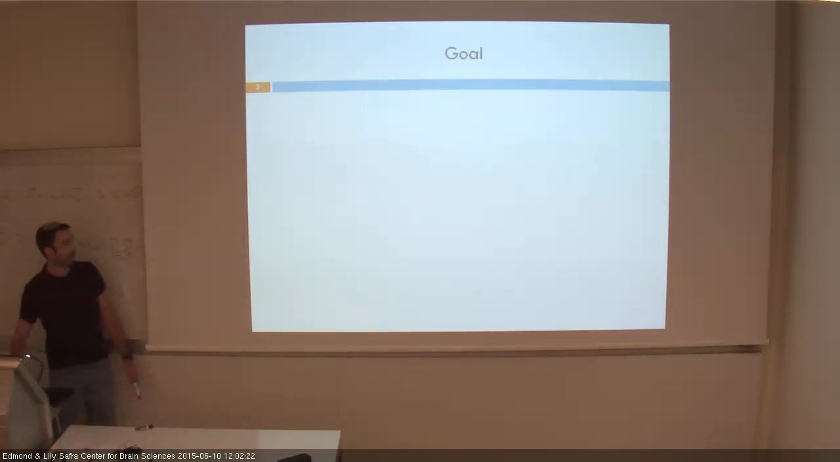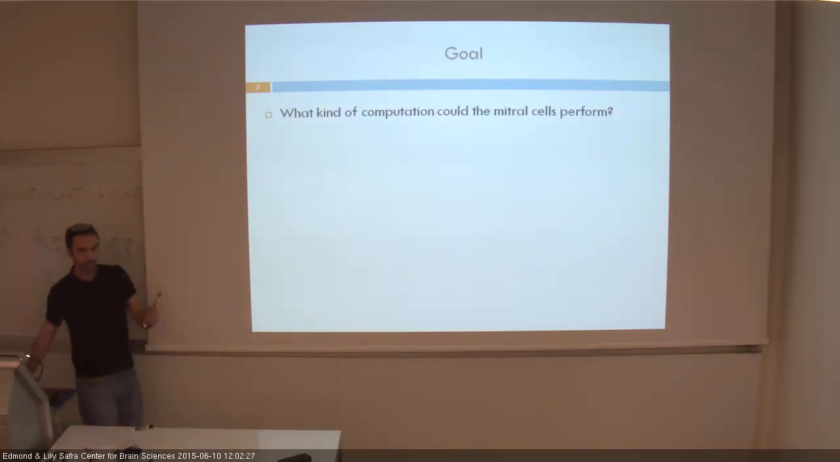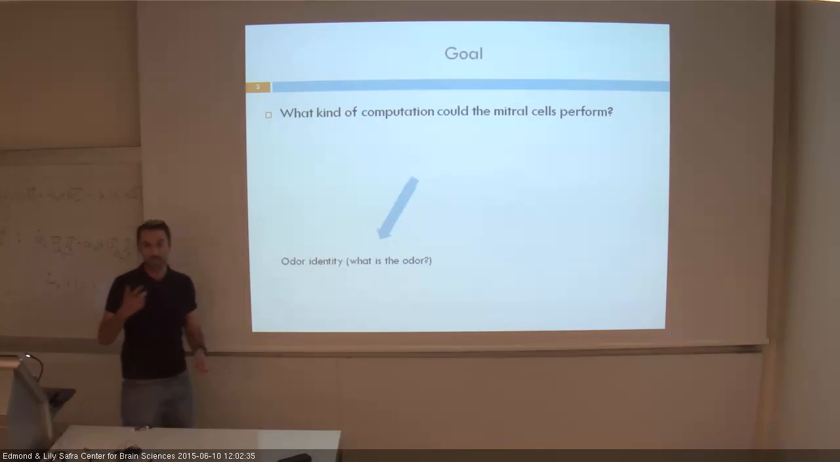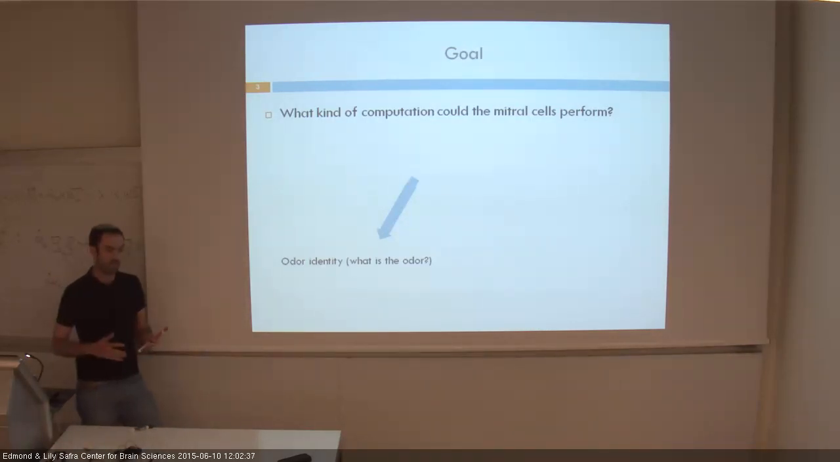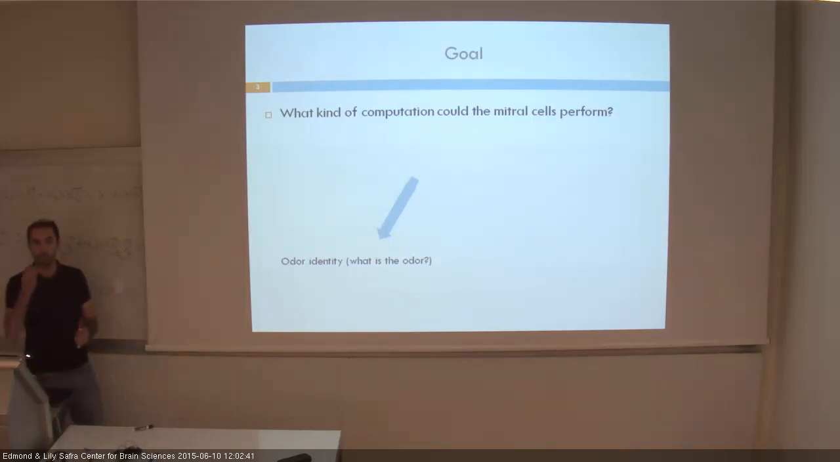So we'll start with the goal. What is the goal? What is the question of the paper? The question is, what kind of computation could this second station, these mitral cells, perform? The simple thing that they could do is the odor identity. They could identify what kind of odor it is. I don't know if it's alcohol or coffee or whatever odor it is.